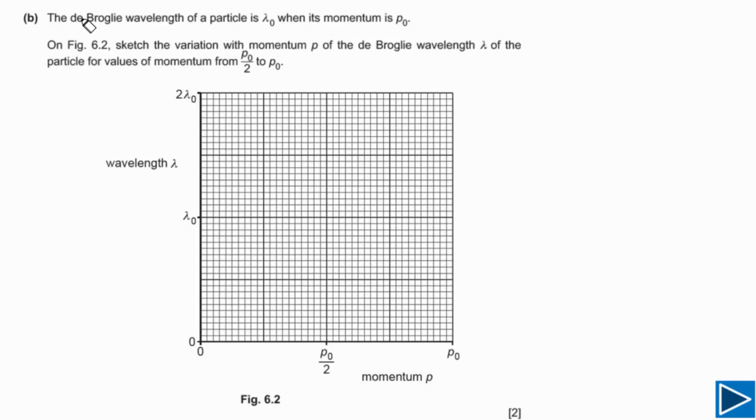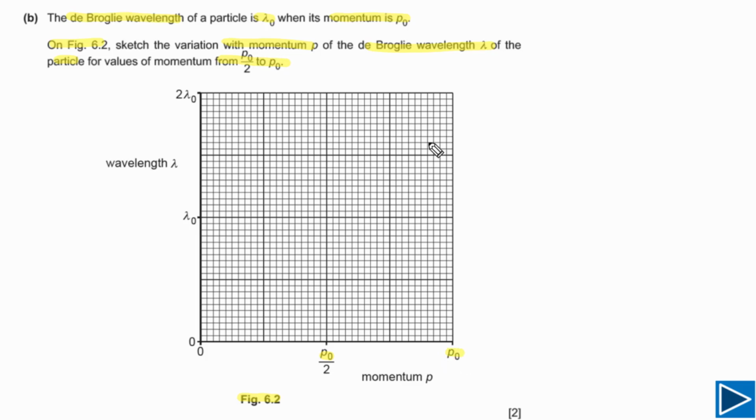For part B, it is given that the de Broglie wavelength of a particle is lambda naught when its momentum is p naught. On figure 6.2, we need to sketch the variation with momentum of the de Broglie wavelength of the particle for values of momentum from p naught by 2 to p naught.